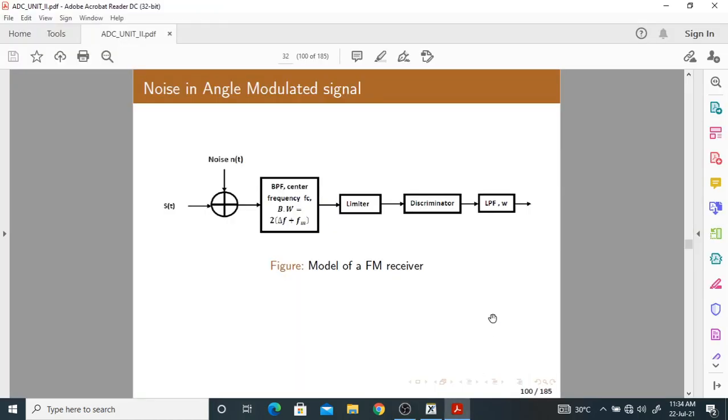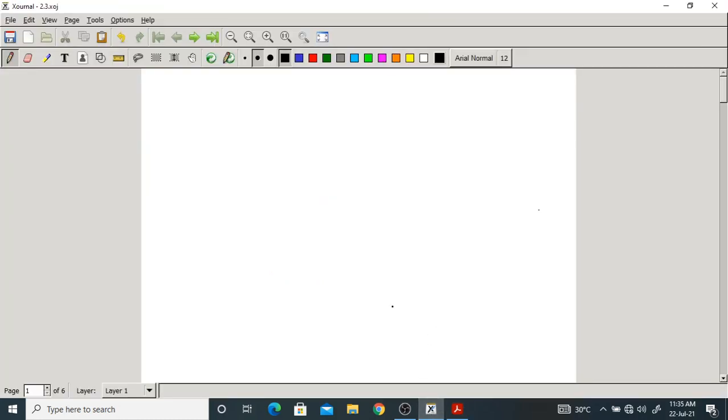Today we'll start with the effect of noise in angle modulated signals. You know, angle modulated signals are of two types. One is frequency modulation, the other one is phase modulation. Now this is a block diagram of an FM receiver. So what will happen here?